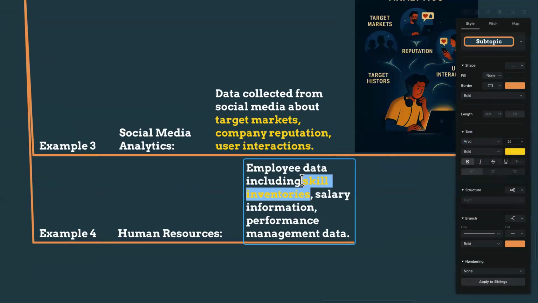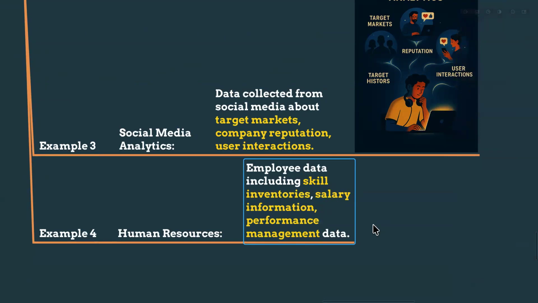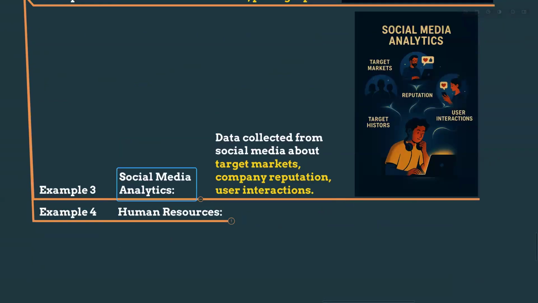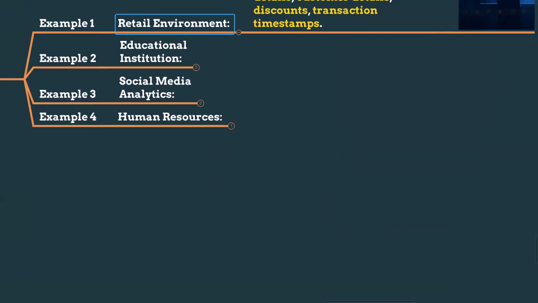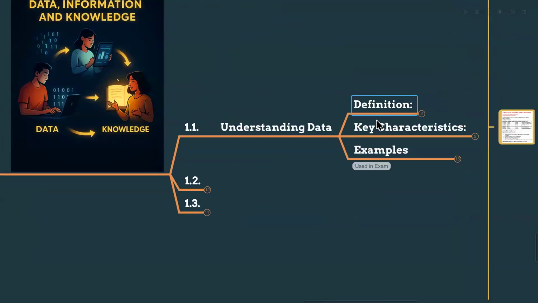I have taught you this in business management also. Skill inventories means the HR department will have a database per employee. So what are the skills this particular employee has? That's the data, as well as the salary information, as well as your performance management, your rating by your manager. So these are actually data. They will process this data into information, and after that they will take decisions with the information. So please, you have to understand the definition of the data and the characteristics as well as the examples.